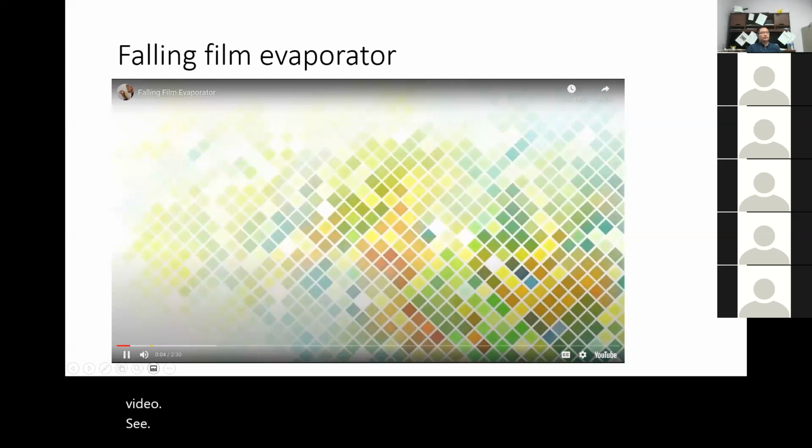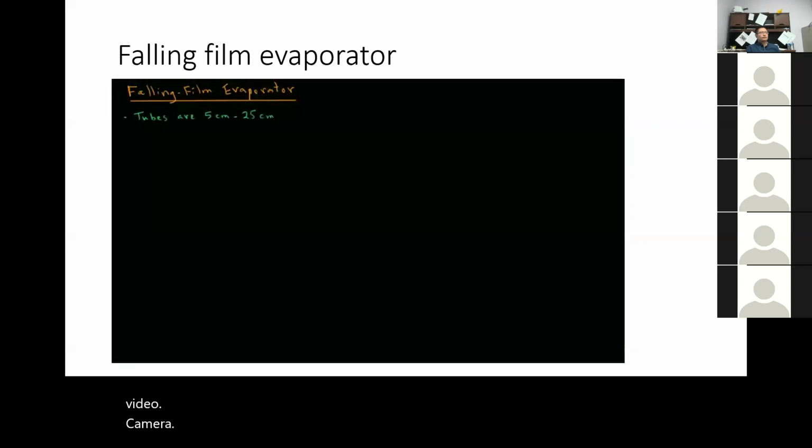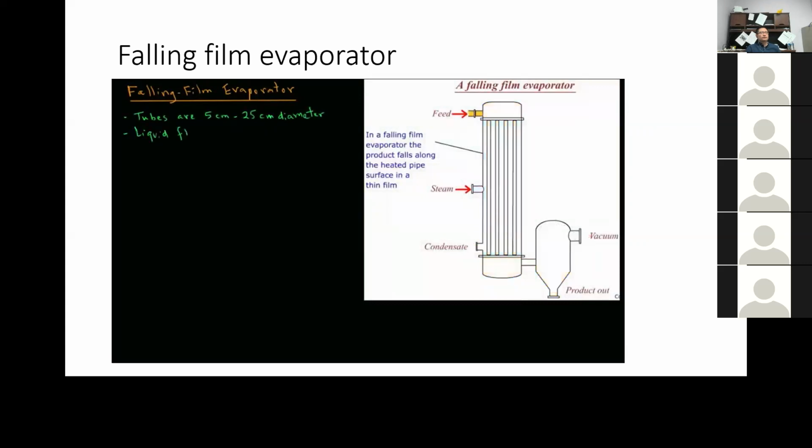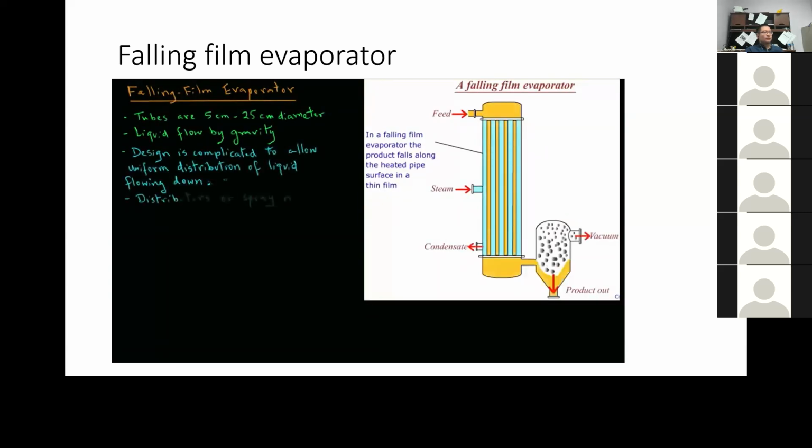In falling film evaporators, long tubes of diameters from 5 centimeters to 25 centimeters are used. The liquid feed enters from the top, and the liquid flow inside the tubes is by gravity. But the design gets complicated to get a uniform distribution of the liquid as it flows down inside the tubes. To obtain improved distribution of the flow, distributors are used. Also, sometimes spray nozzles are used to minimize any non-uniform distribution of the liquid feed.